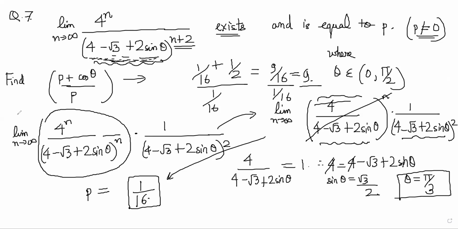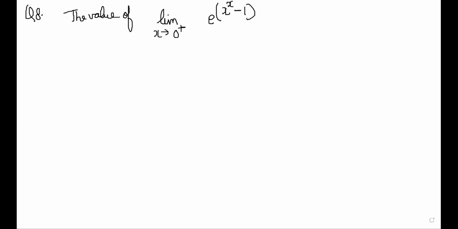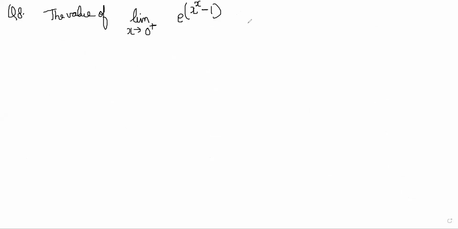Then question 8 is the value of limit x tends to 0 plus. 0 plus means right hand limit, right? E power x minus 1 minus x power x by x square power x minus 1 whole square.